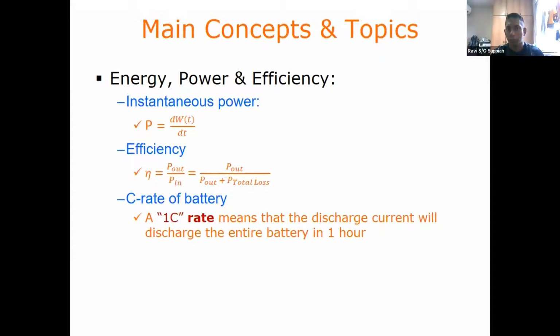So we talked about power. We say that the instantaneous power is basically given by the rate of watt over time. That means the rate at which your power is being consumed is instantaneous power. Power itself is watt; instantaneous power is the rate at which it is being consumed. The next thing is efficiency.